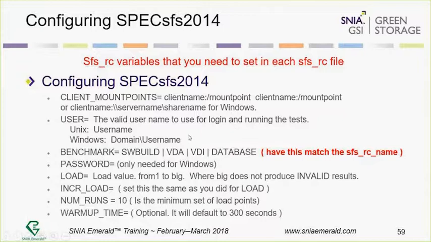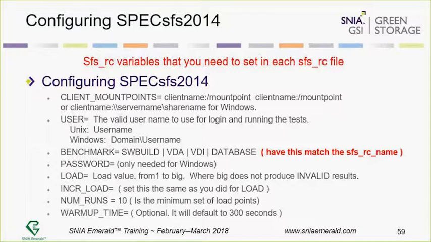One of the things you have to configure inside the configuration file is the name of the benchmark that I'm running. So if you have a file whose name is SFS_RC_SW_build, then inside that file you would modify this benchmark string to say this is the one associated with running the software build workload. And the same for each of the 4. So you'll have 4 RC files, each one pointing at a particular workload that you're going to run.